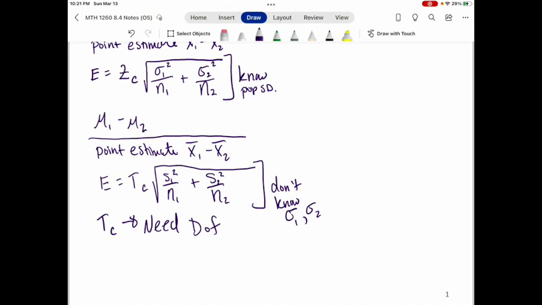When we have one sample, what we did was we just took the sample size and subtracted one, and that was our degrees of freedom. There was no confusion with that. When you have two samples, like I said, there's a very complicated formula. And rather than use that complicated formula, what we're going to do is estimate the degrees of freedom by taking the smaller of the two sample sizes and subtracting one.